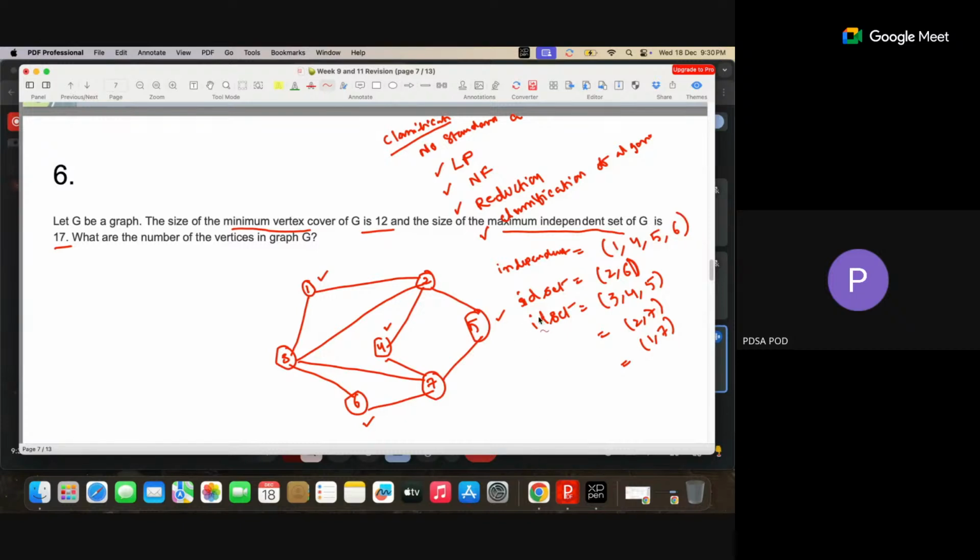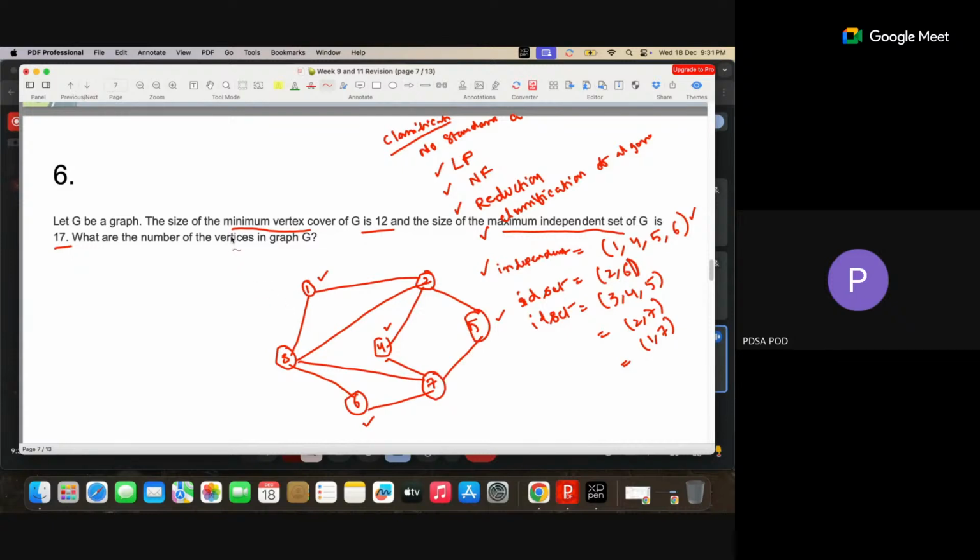Now, out of all these, what is the maximum independent set? 1, 4, 5, 6. Exactly. I want to include the maximum number of departments in the discipline committee. So that is called the maximum independent set. We got the maximum independent set as 4. In the question, the maximum independent set of the graph is 17, they said. So they might have a graph in which the maximum independent set size is 17.